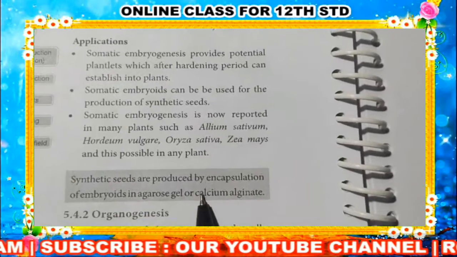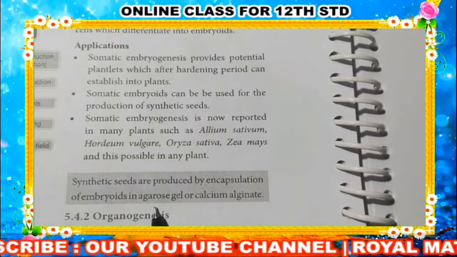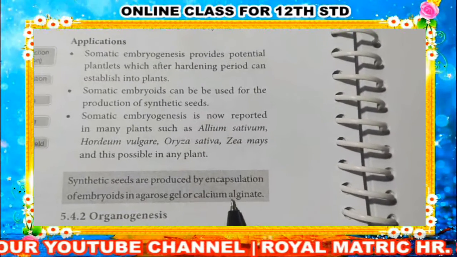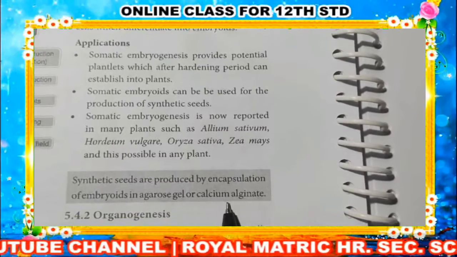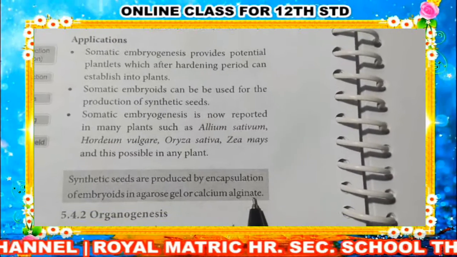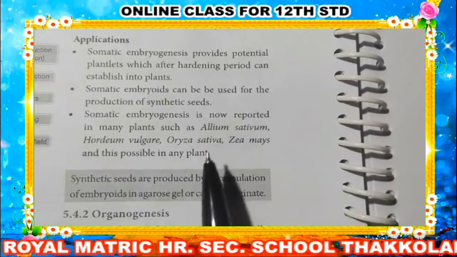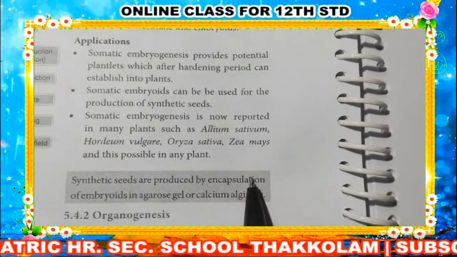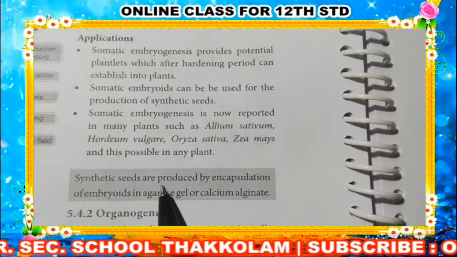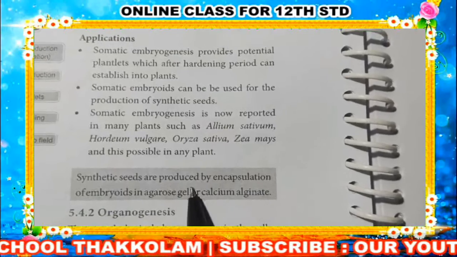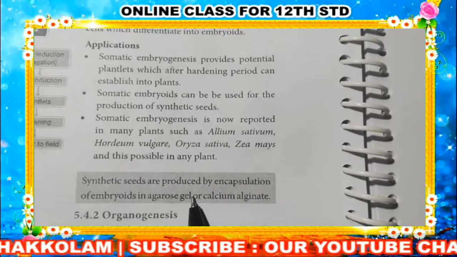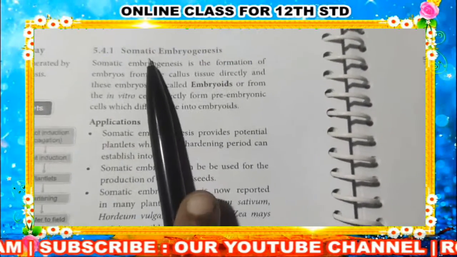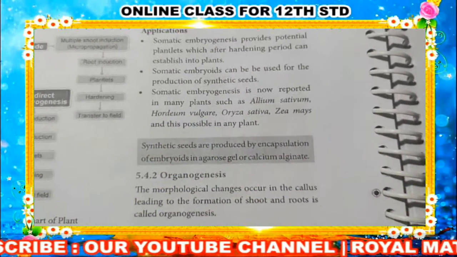What are synthetic seeds? These seeds are produced by the encapsulation of the embryoids in agarose gel or calcium alginate. That is, the embryos are encapsulated in agarose gel; we are keeping them in the agarose gel, agar gel. Okay, that is known as somatic embryogenesis.